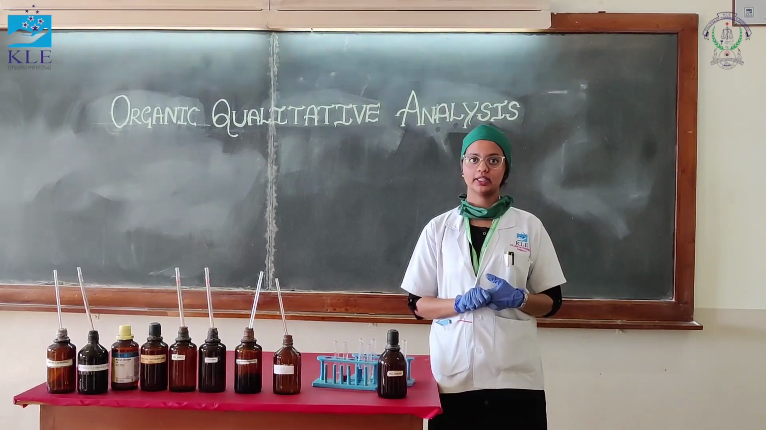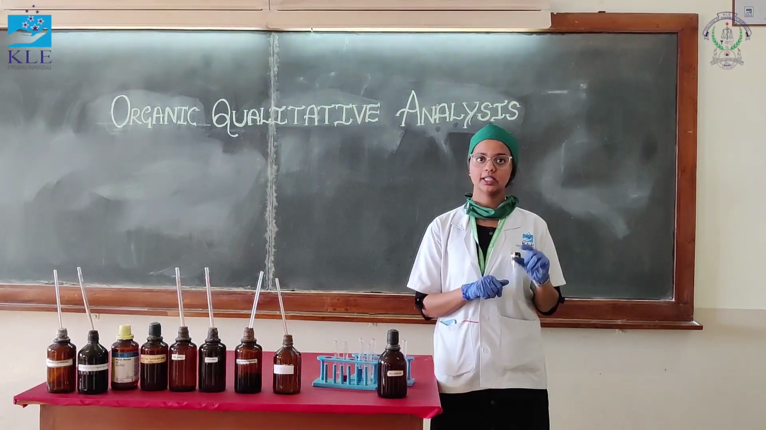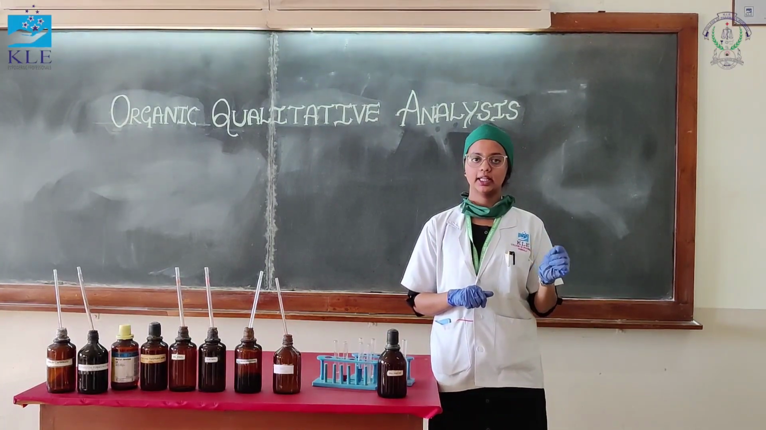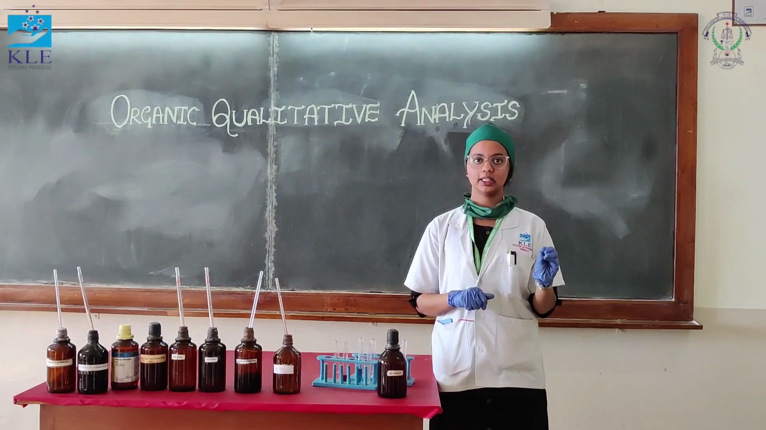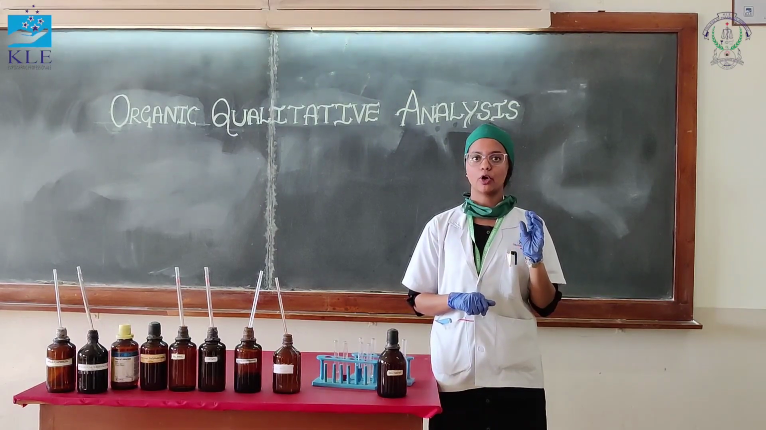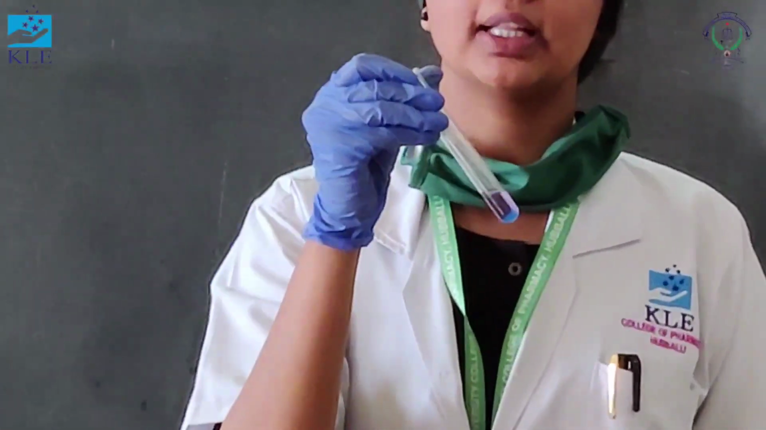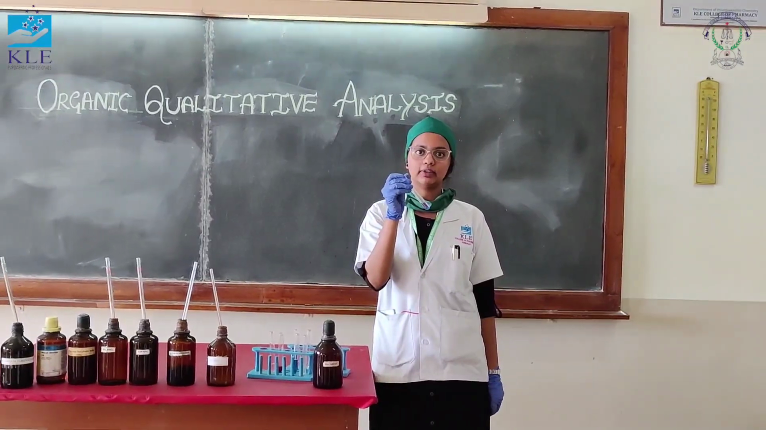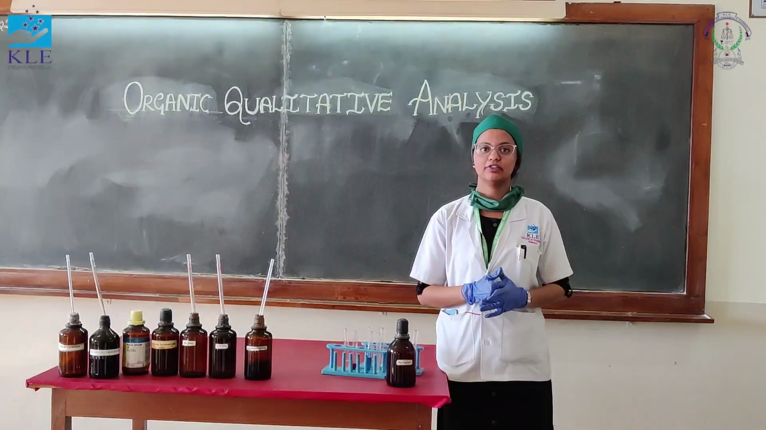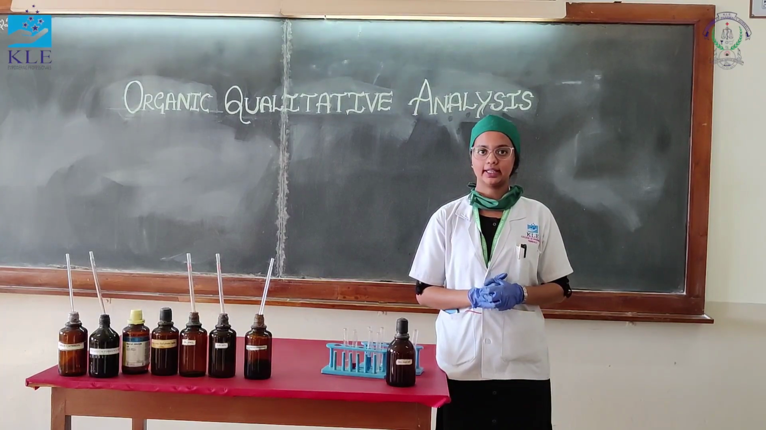First one is the Biuret test. In a dry test tube, take a small quantity of substance and heat it till it melts, then resolidifies. Then dissolve it in a small quantity of water. To that add 1 ml of sodium hydroxide solution. To that add copper sulfate, that is CuSO4 solution, dropwise. Then we will get a violet color solution, so we can say that urea is confirmed in the given test.